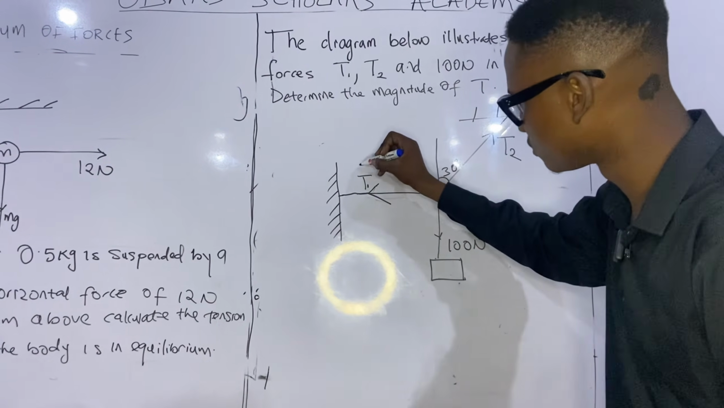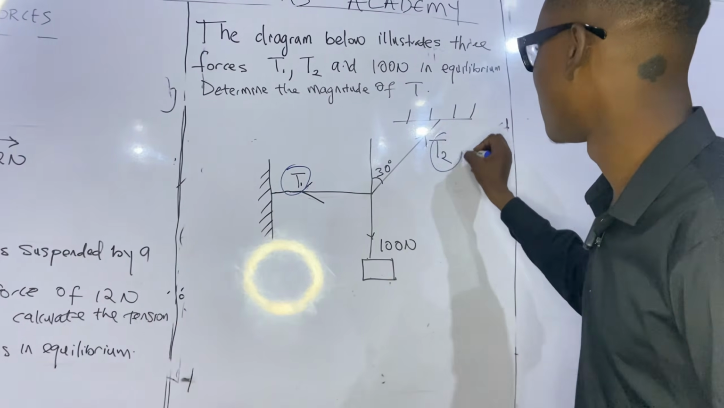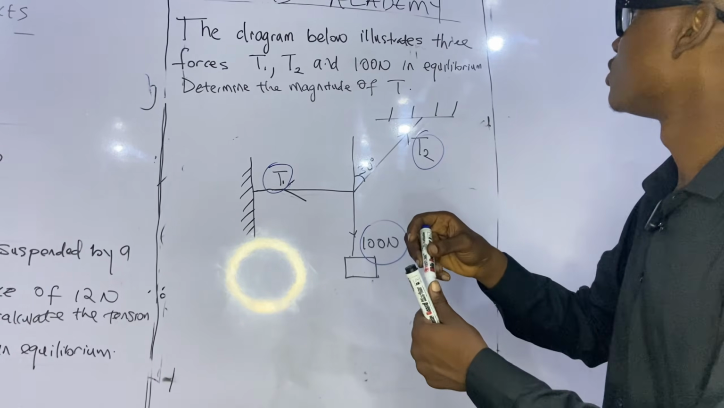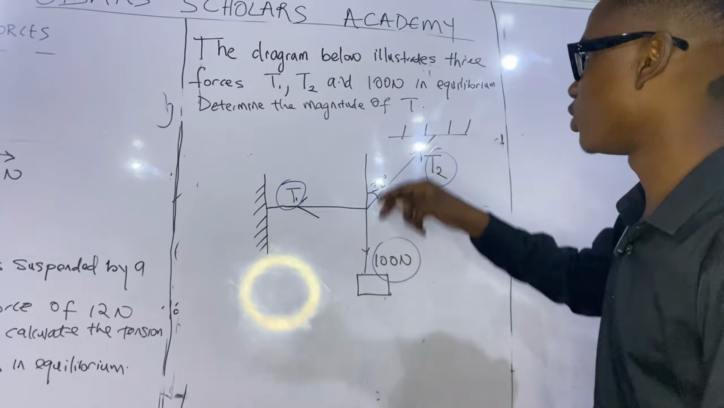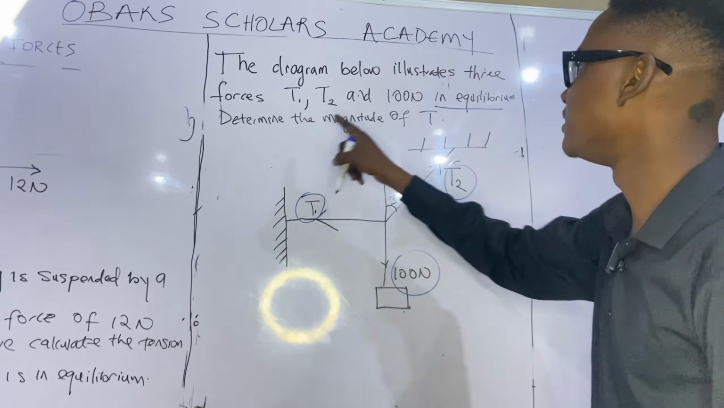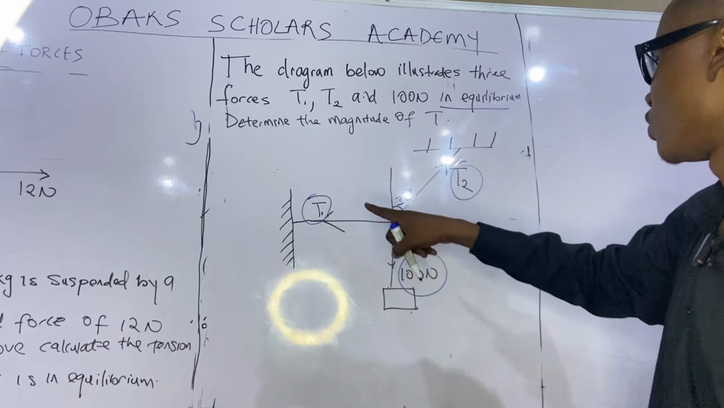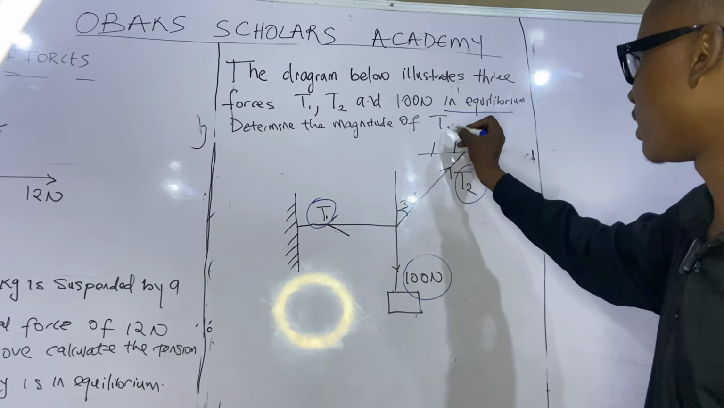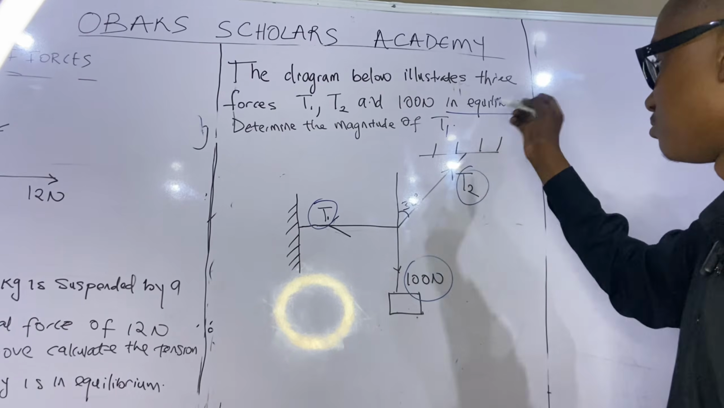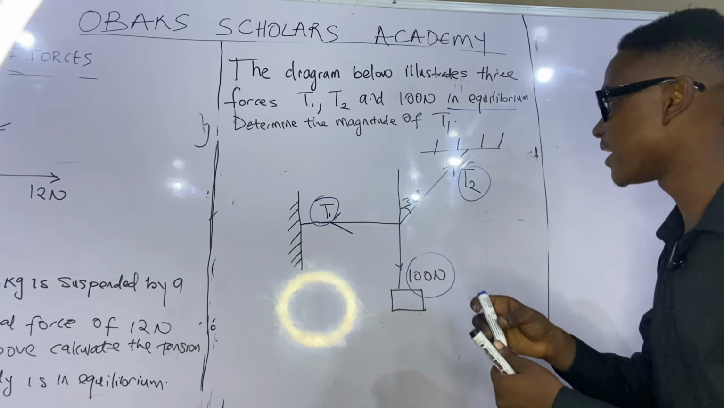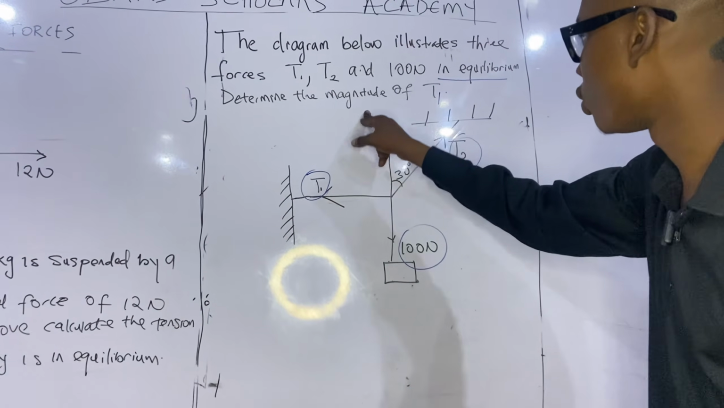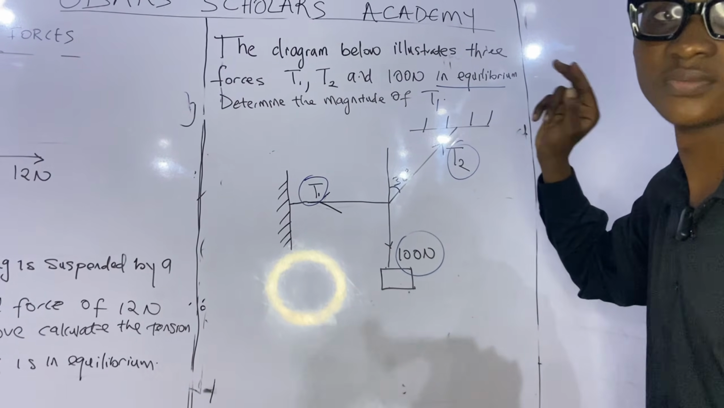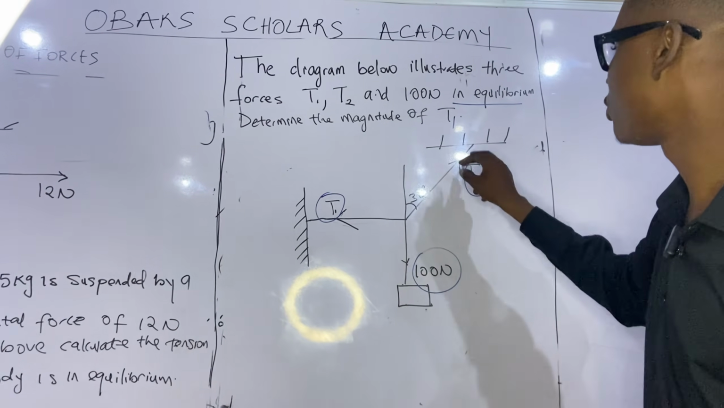This T1, T2, and 100 Newton. They're in equilibrium. Determine the magnitude of T1. Let us look for T1. So we calculate the magnitude of T1. You understand? We're given T1 and T2.